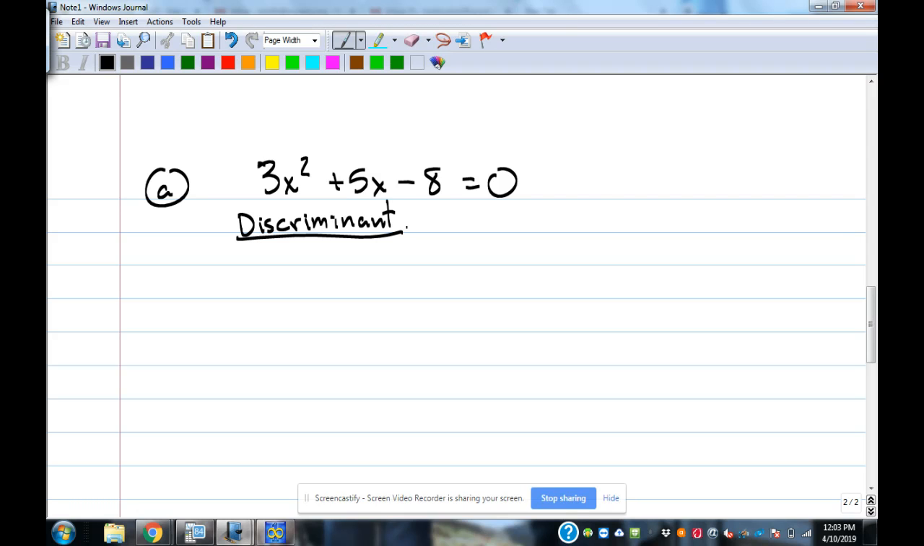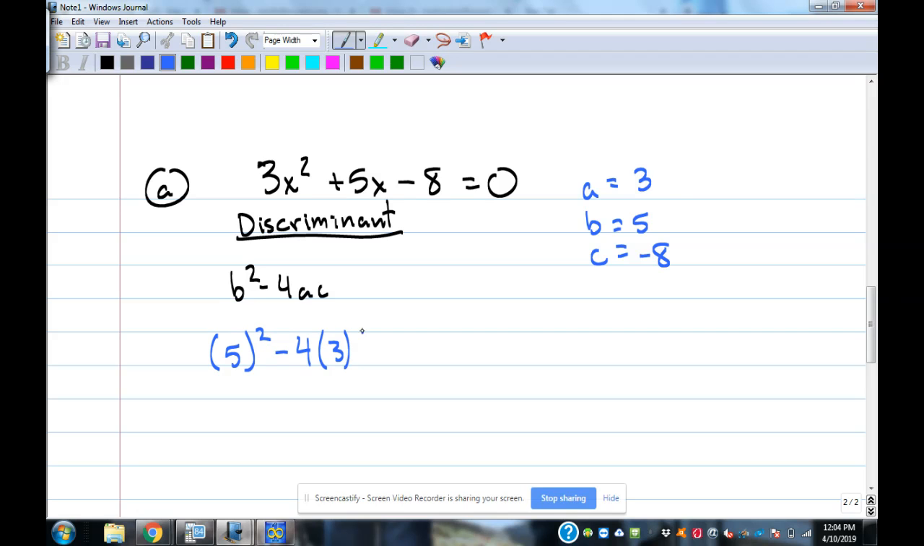Remember, that's the x equals negative b plus or minus radical, the b squared minus 4ac part. So the discriminant is b squared minus 4 times a times c. We've just got to plug in the parts for that. Let's make our list. What's a? What's b? What's c? B is 5. a is 3. And c is negative 8. Forget the sign that goes with that. So we plug these into the formula for the discriminant: 5 squared minus 4 times 3 times negative 8.